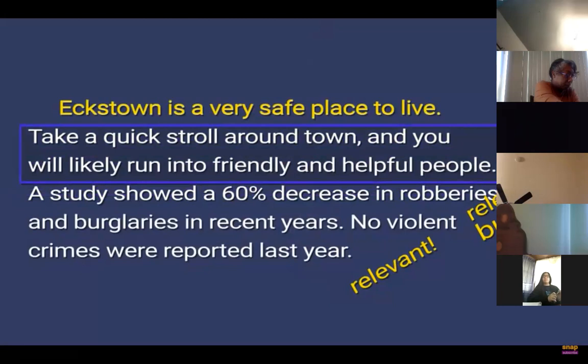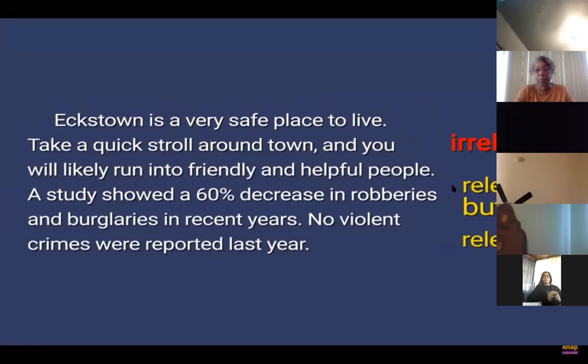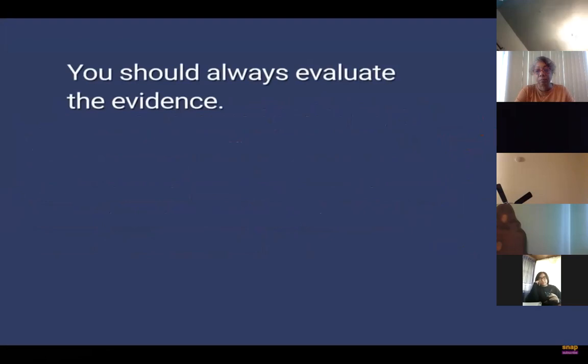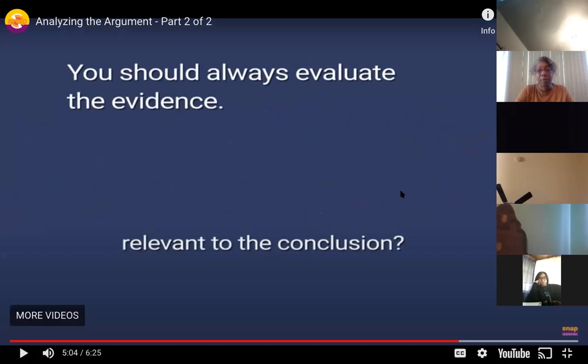Finally, you'll run into a lot of friendly, helpful people in X-Town. The point is that it's a safe place, not how nice the people are. As you can see, even when it appears there's good information to support a conclusion, you should always evaluate the evidence. Did the author present sufficient information? Is all the information good and relevant to the conclusion? So the important thing to remember is that you have to investigate relevant material versus irrelevant.